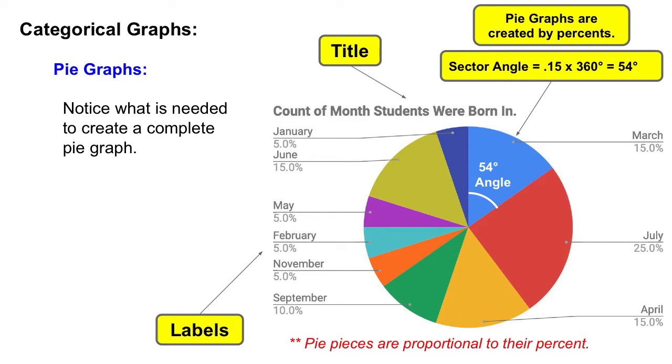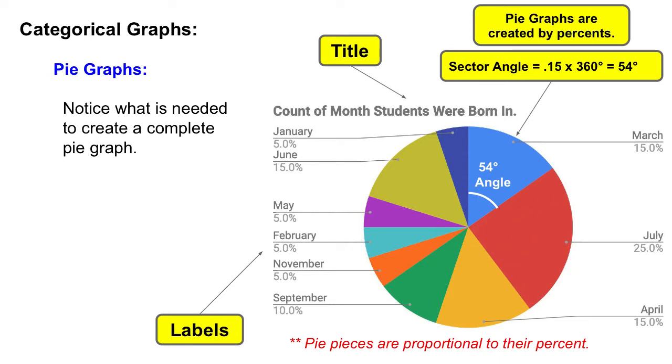Another thing that's important to know about pie graphs is that pie graphs are created by percents. And if you look at the different sections of the pie graph here, you can see that the biggest sections of the graph represent the biggest percents. So for example, July has 25% of the graph, and you can see that that's the largest section that we have here in our pie graph.